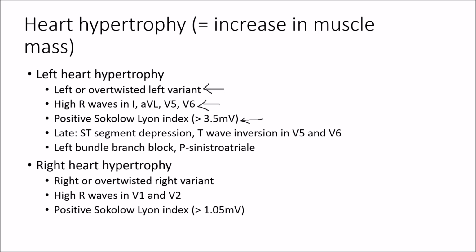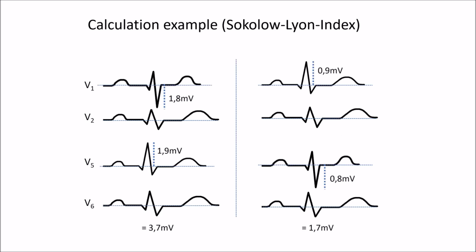With a right heart enlargement, however, the electrical axis rotates to the right. Sometimes you can also see a right bundle branch block in the ECG. In addition, the R waves in V1 and V2 increase. The Sokolow-Lyon index is actually quite uncomplicated. You can calculate it for the right or left ventricle. On the left side you see the example for the left ventricle and on the right side the example for the right ventricle. We start with the left side.